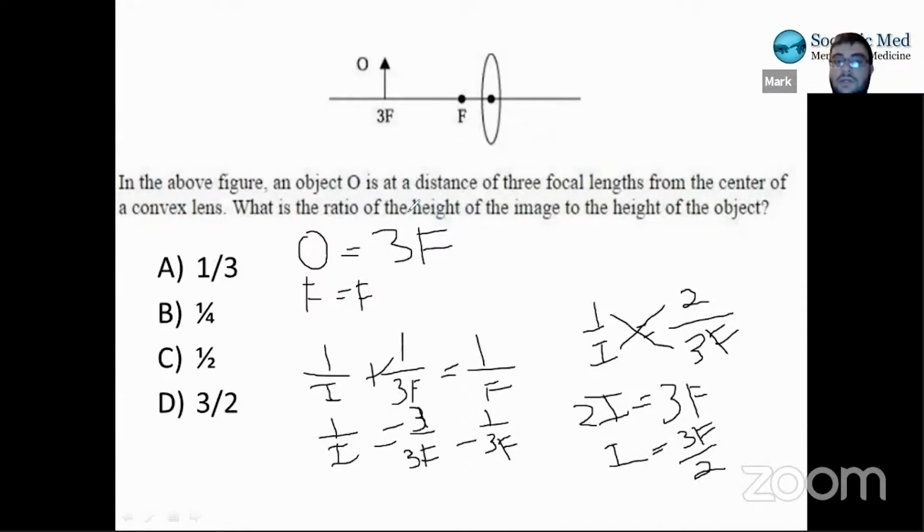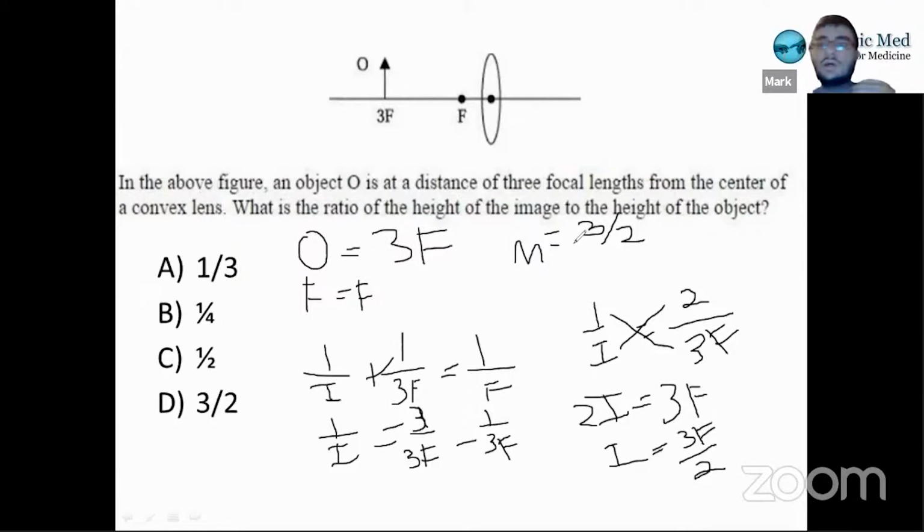We want to find the ratio of the height of the image to the height of the object. What does that sound like, ratio of height of the image to the height of the object? Well, that sounds like magnification, right? The ratio is what the magnification is. So what they're actually asking you is, what is the magnification, right? Magnification is equal to I over O. But since we don't care if it's upright or inverted, we actually don't have to put the minus sign, right?